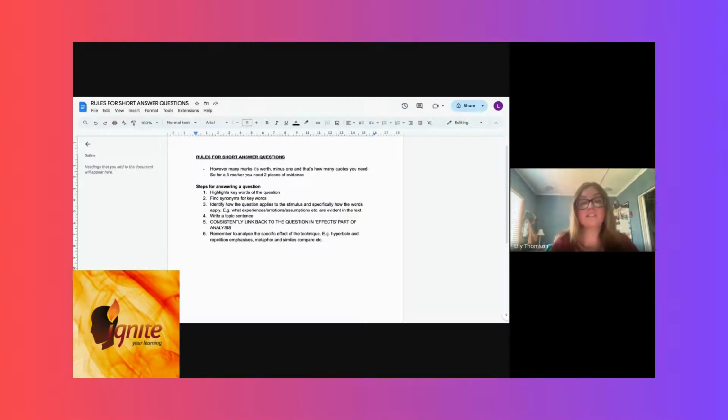Finally, write your topic sentence first and write it really thoroughly, so that it clearly answers the question. Remember to expand on the keywords, linking it to the extract, not just regurgitating the keywords. Remember to consistently link back to the question, the effects part of your analysis. Don't just forget about the question after you've written a clear topic sentence. You need to be consistently linking to the keywords.